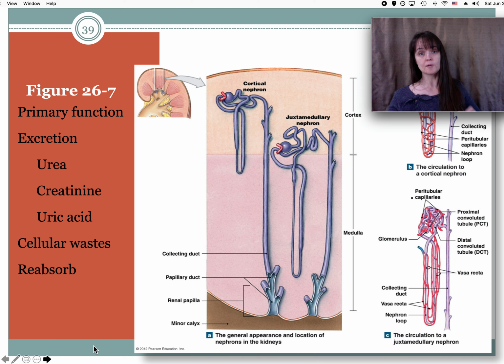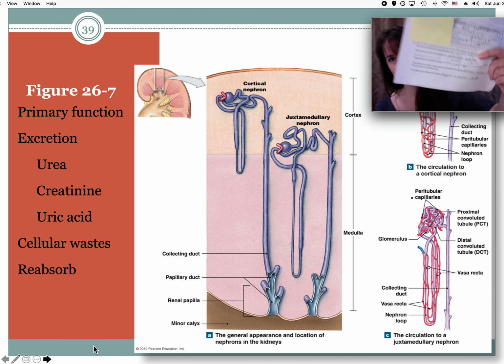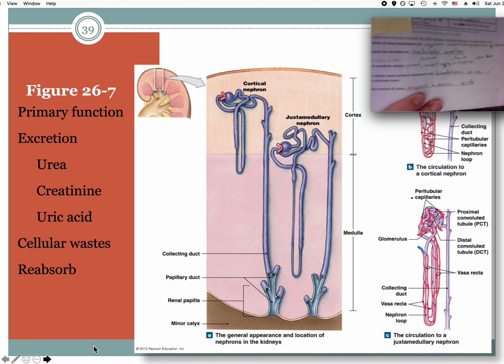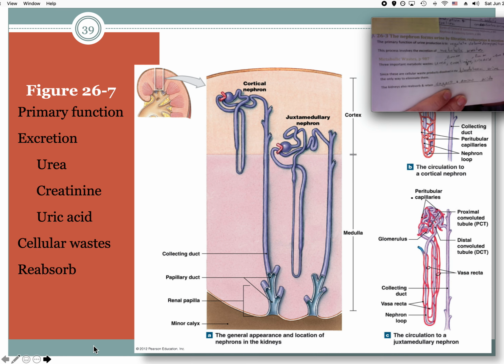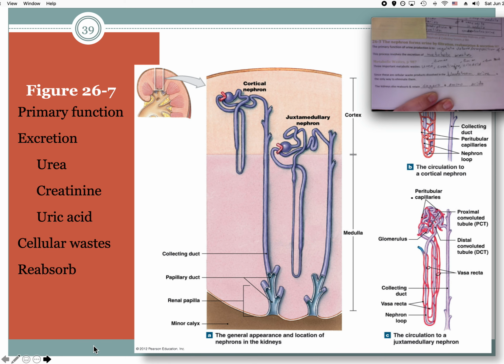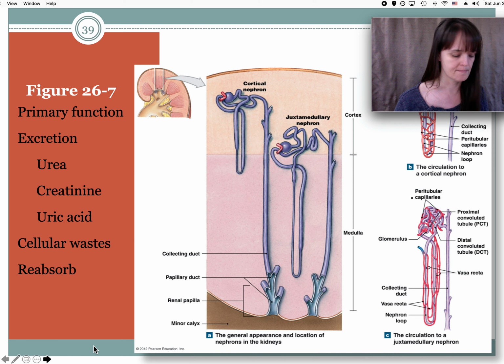Last video we did pages 10 and 11, but we didn't quite finish 11. So we're starting towards the bottom of page 11 today, just under the chart, if I can get it in the screen. 26.3, the nephron forms urine by filtration, reabsorption, and secretion. So this is what we're looking at.